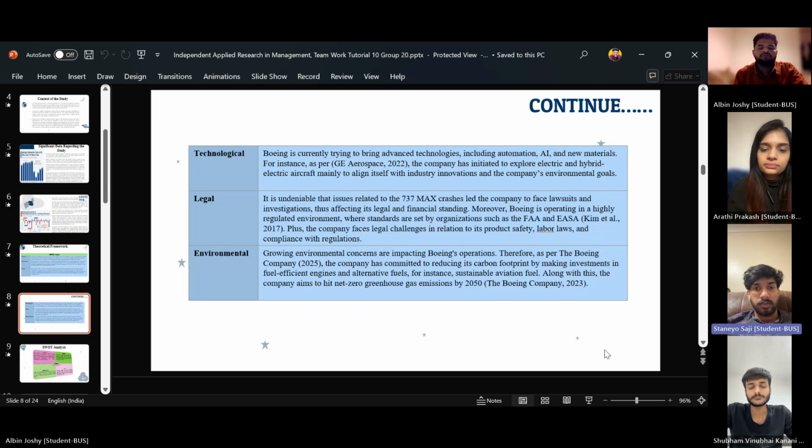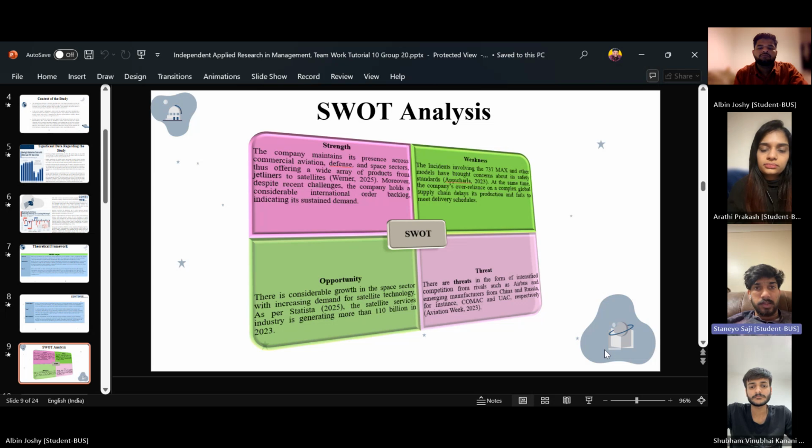Now let's discuss the next slide, SWOT analysis. Looking at Boeing's internal strengths and weaknesses, we see a company that remains a giant in commercial aviation, defense, and space. Despite the significant challenges, Boeing continues to enjoy a strong order backlog. However, the safety concerns surrounding the 737 MAX, coupled with its overreliance on complex supply chains, present major hurdles. Nevertheless, the company has opportunities, particularly in the booming satellite industry, although threats from rivals like Airbus and emerging players such as COMAC could undermine Boeing's duopoly.